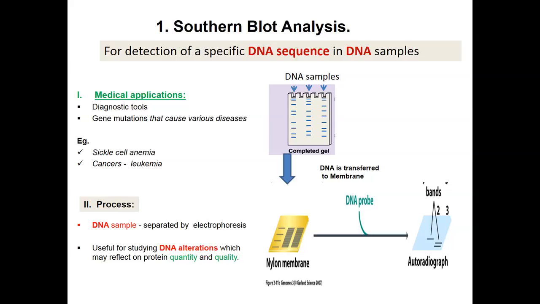So you expose the membrane to a film, in the dark room, and you develop it. When you develop it, now you only have, in this case, 1 band here, 2 bands here, which means the probe only recognizes a sequence here and these 2. It doesn't mean you don't have DNA on the others, but this is the portion where your sequence of interest is located.